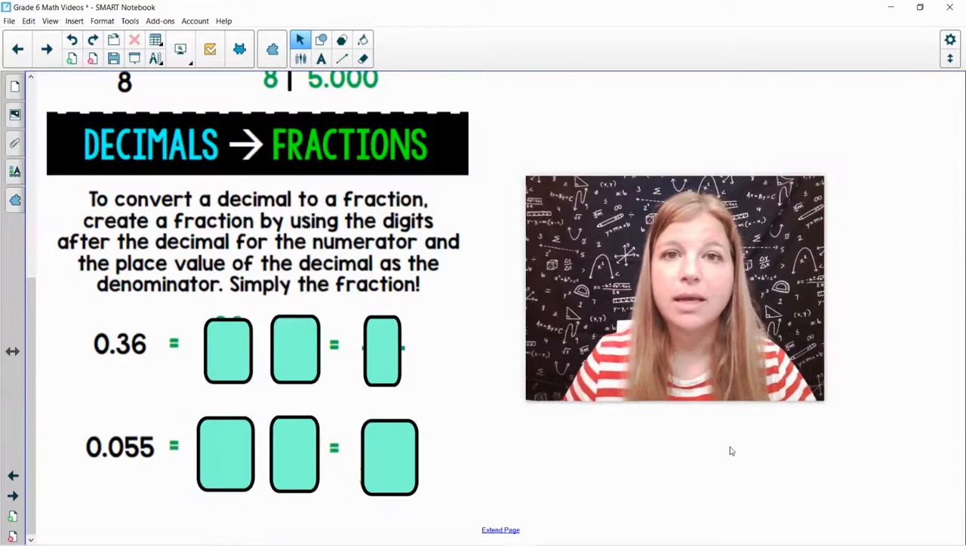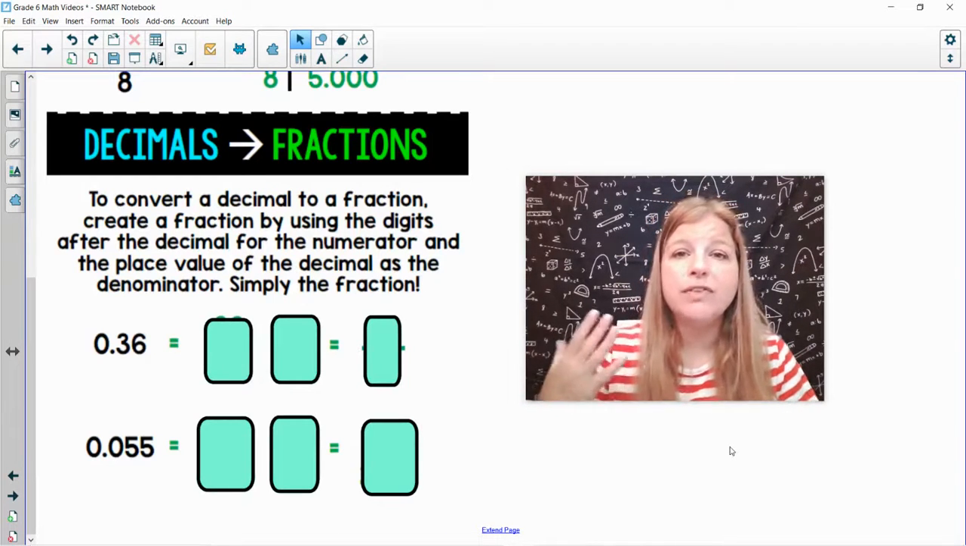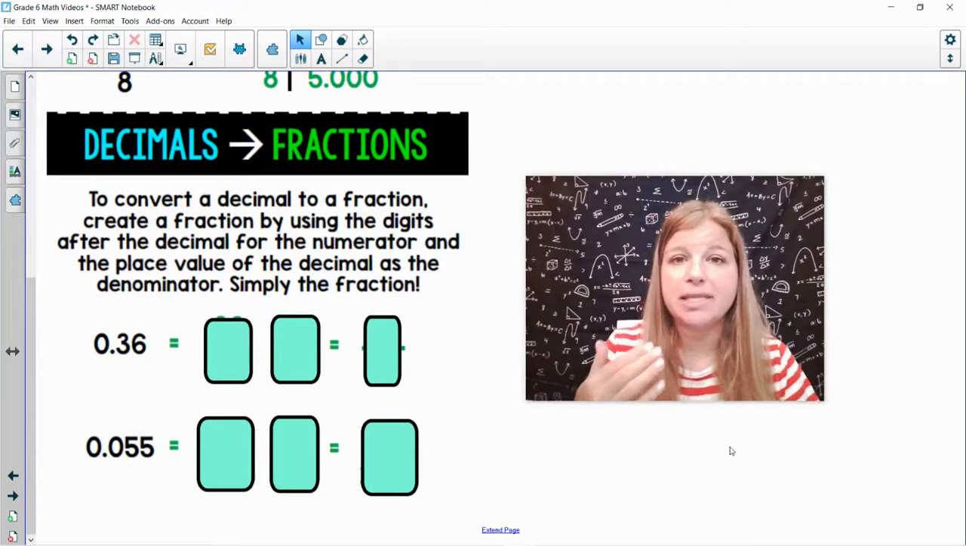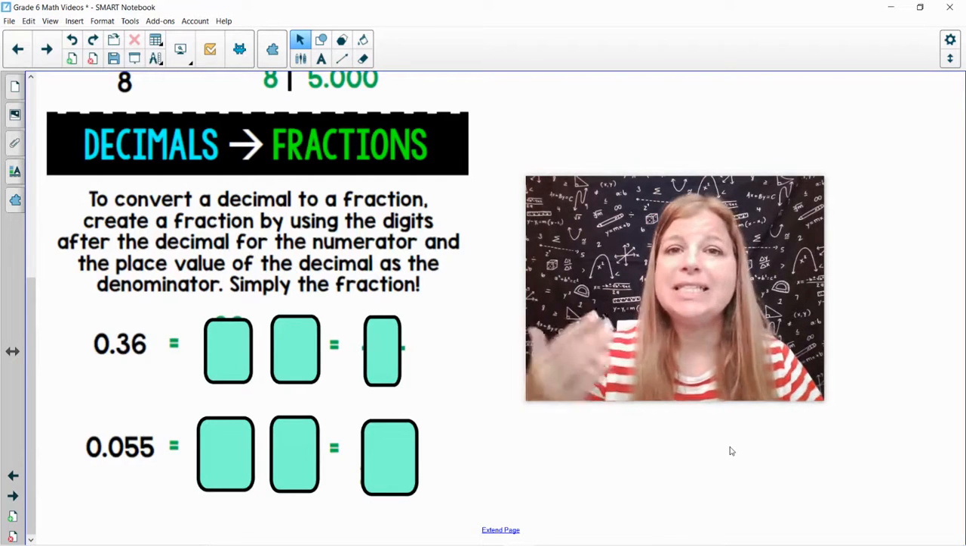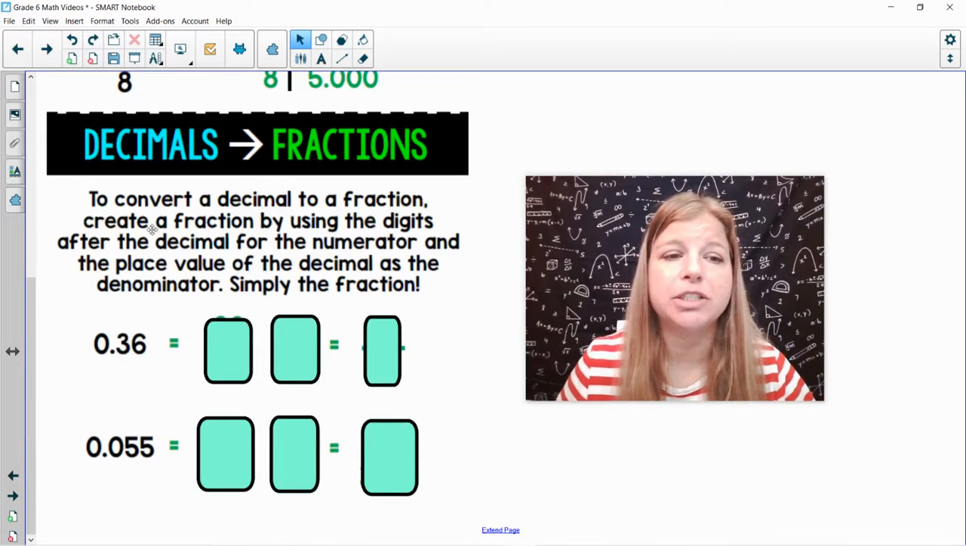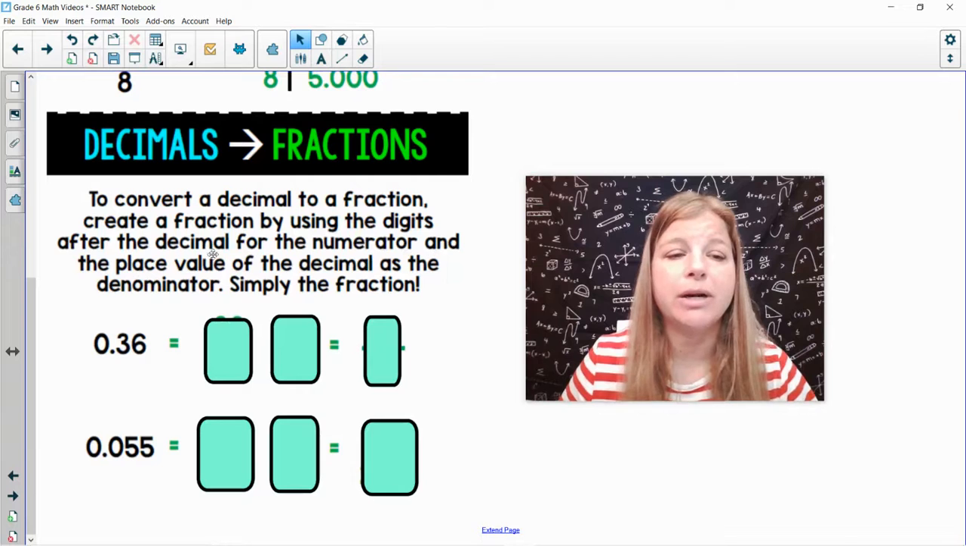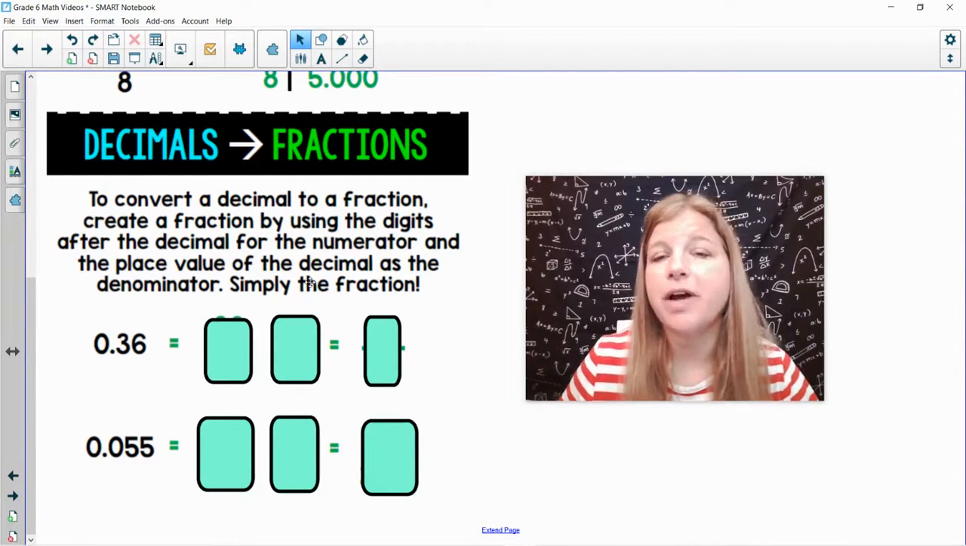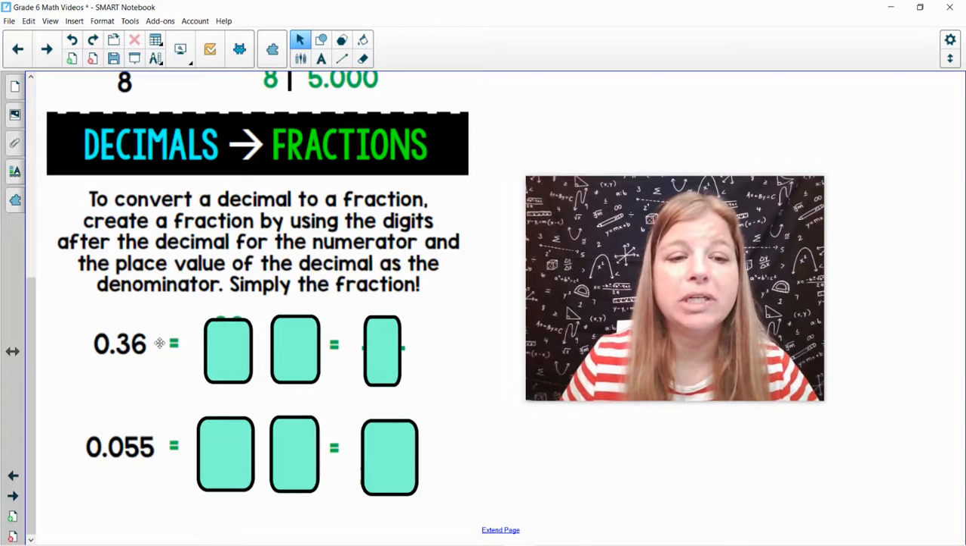Awesome. Now, the next skill, going from decimals back to fractions, we're going to revisit that idea about having the denominator be one of those friendly tens, hundreds, thousands, and so on. It says to convert a decimal to a fraction, create a fraction by using the digits after the decimal for the numerator and the place value of the decimal as the denominator. Simplify the fraction.